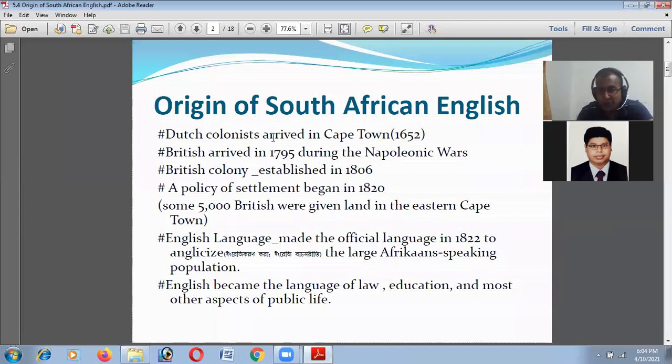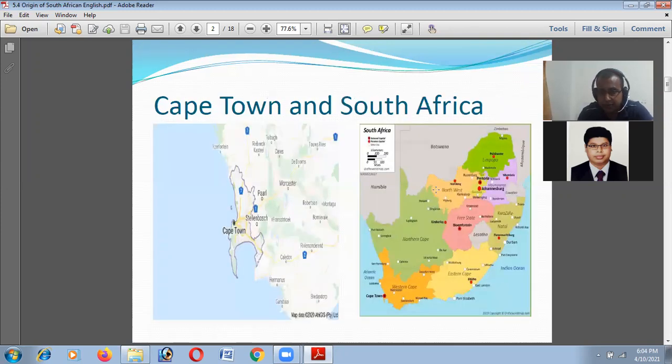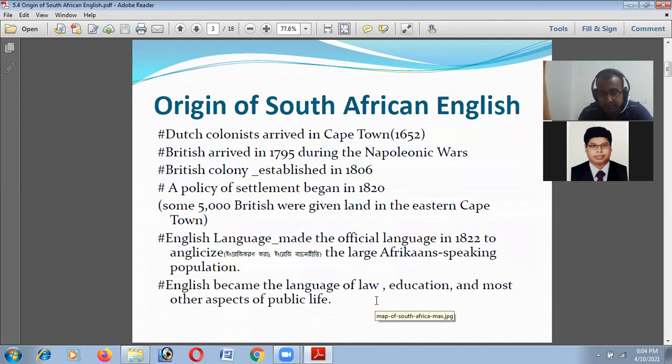Actually, the Dutch colonists arrived in Cape Town in 1652. So in the map, you see, this is Cape Town. So this is not the English people. This is the Dutch people that went to Cape Town. The British arrived in 1795 during the Napoleonic Wars. The British colony was established in 1806.